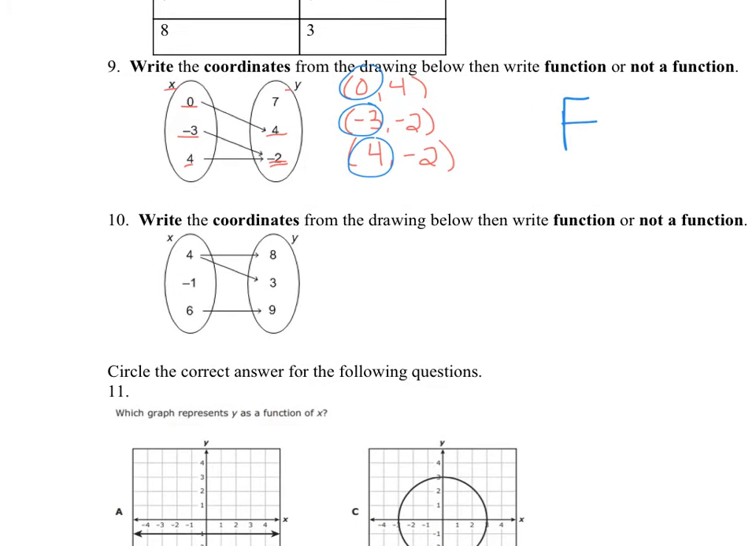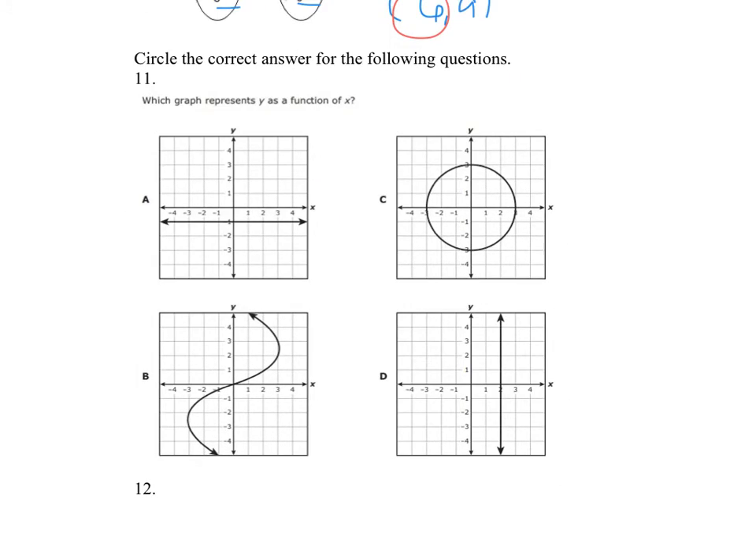Okay, now do the same thing here. We've got 4, 8, 4, 3, and -1 goes with nothing, and then 6, 9. Okay, so look at your x values. Do any of those repeat?